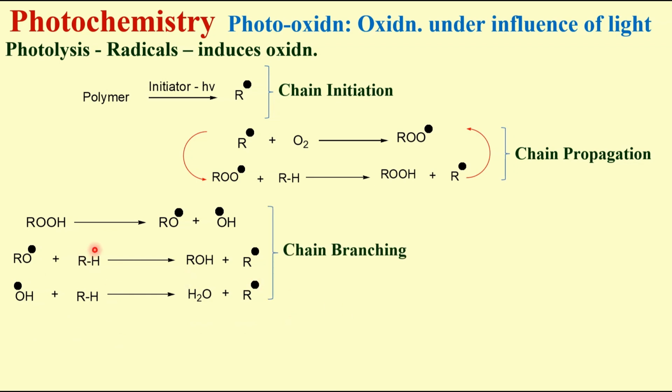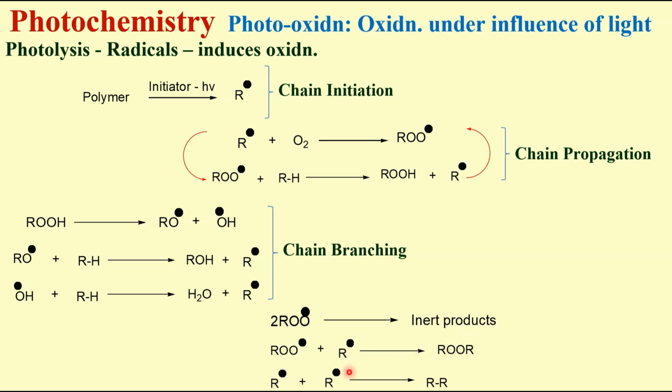After all the polymer which we have used completes, then the termination occurs by the combination of the radicals which are remaining. The ROO radical which is formed can combine together, dimerize to give the inert product, or it can combine with R radical to give ROOR, or R radical can combine with another R radical to give a dimer, and the chain gets terminated. This is all the mechanism involved in photooxidation.